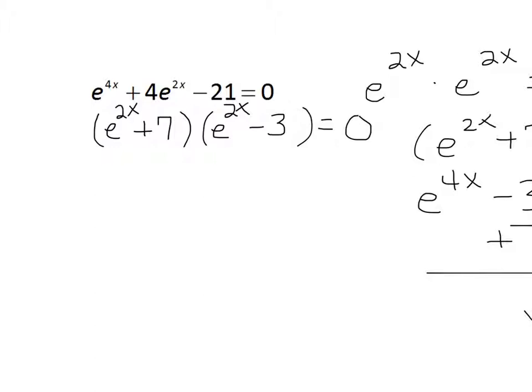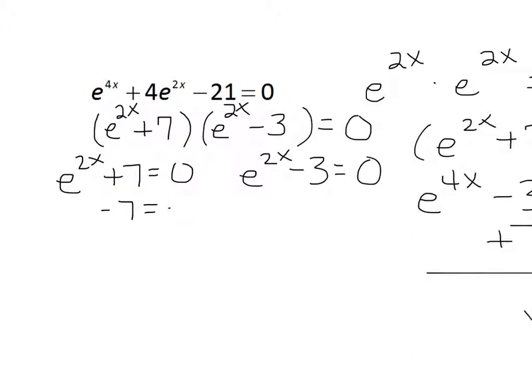We have a product equal to 0, so just like with quadratics, we use the zero factor property. We'll set each piece equal to 0. Either e to the 2x plus 7 is equal to 0, or e to the 2x minus 3 is equal to 0. Starting on the left-hand side, I would subtract 7 from each side. I get e to the 2x is equal to negative 7.